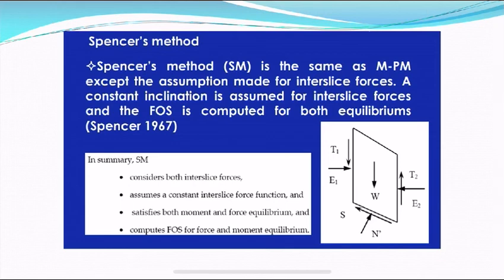In summary, it considers both interslice forces, assumes a constant interslice force function, and satisfies both moment equilibrium and force equilibrium. And finally it computes the factor of safety for force and moment equilibrium.